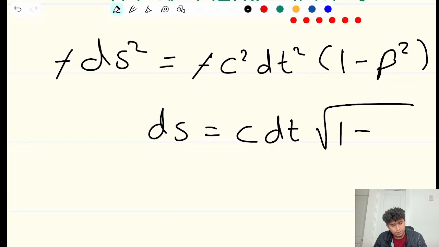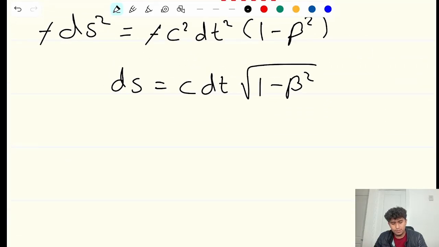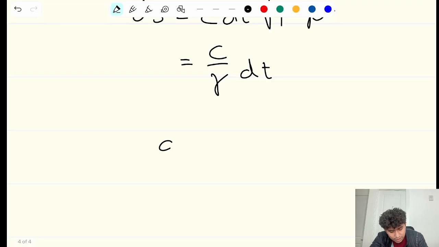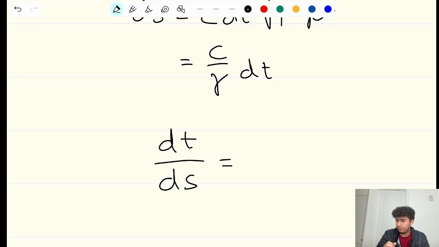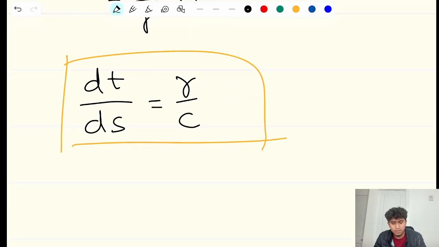Square root of 1 minus beta squared. And if you remember from our definition of the gamma factor, this is just going to be the gamma factor. We put it there, do some algebra, and then we get this relation: how a general time relates to the proper time, and how it relates to the invariant interval.